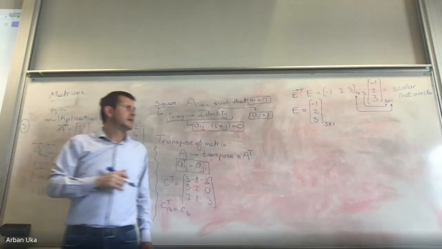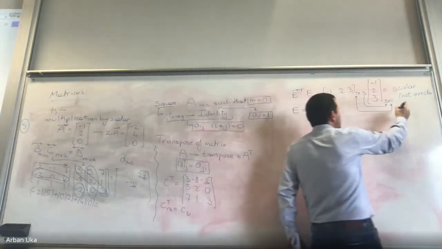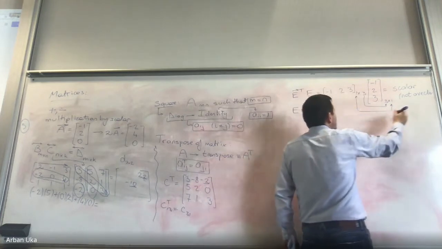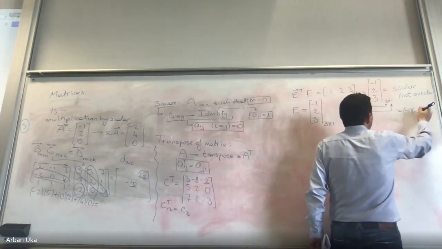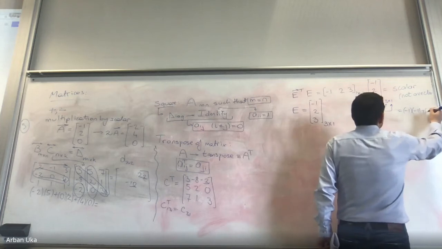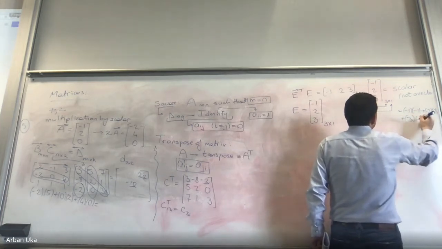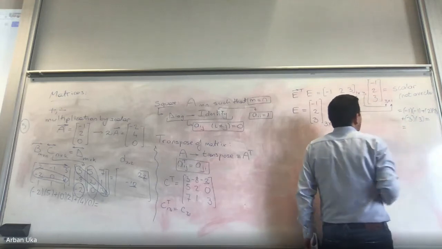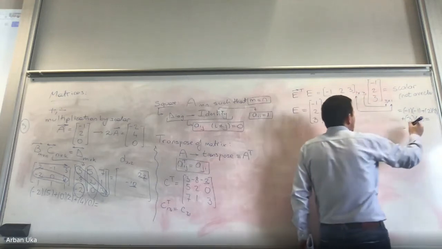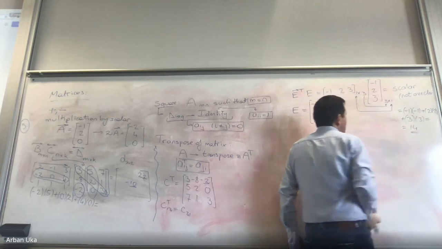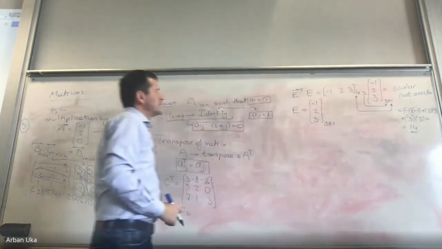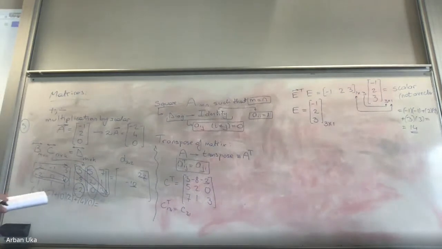So essentially this is a scalar, and the answer will be -1 times -1 plus 2 times 2 plus 3 times 3, so 1 plus 4 plus 9, which is 14. Okay, so we learned also what is the transpose, and also just an example of how we multiply matrices.